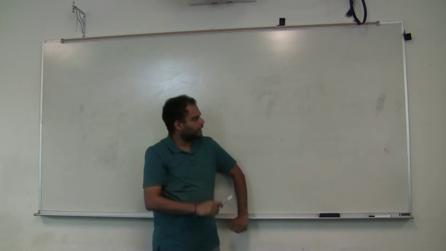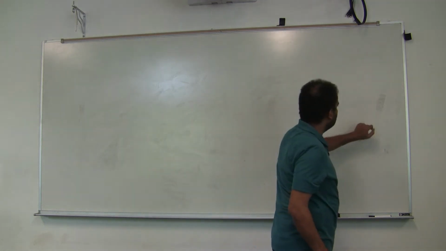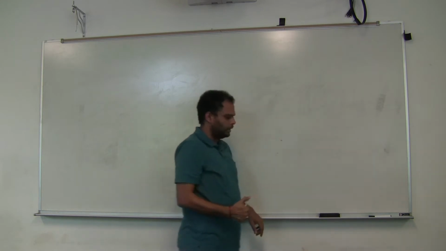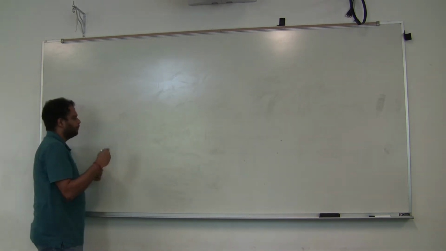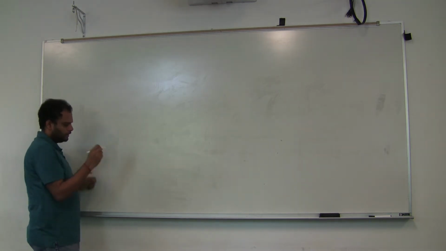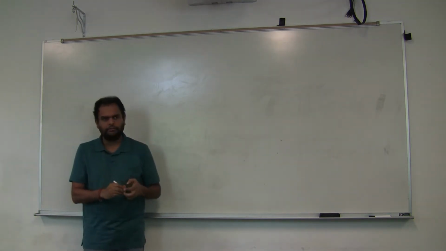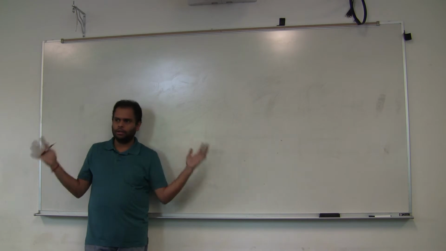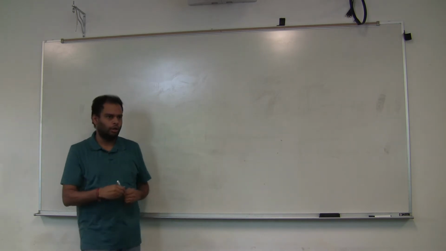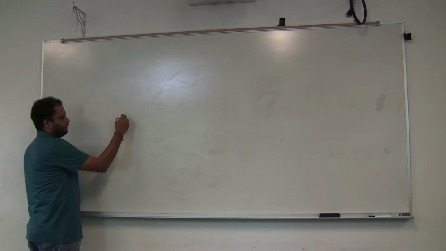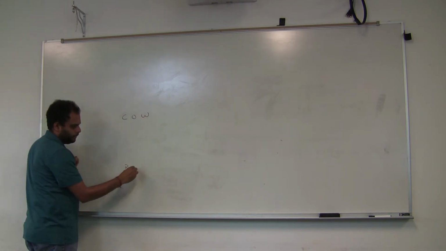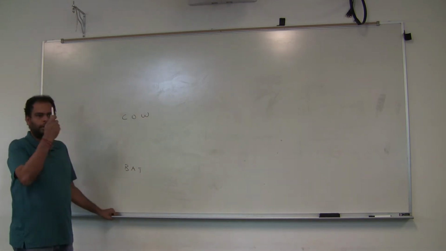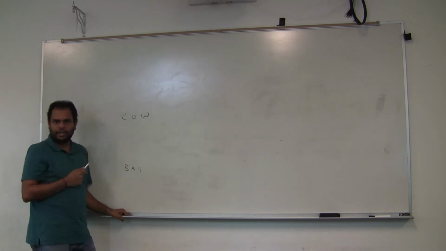So let's actually complete the question. The next question was essentially a word transformation. So let's get to the word transformation now. You are given a dictionary of words, all the words in the dictionary are given to you, and your goal is to convert from a given word, like cow, to bat. You're only permitted to make one letter change at a time.